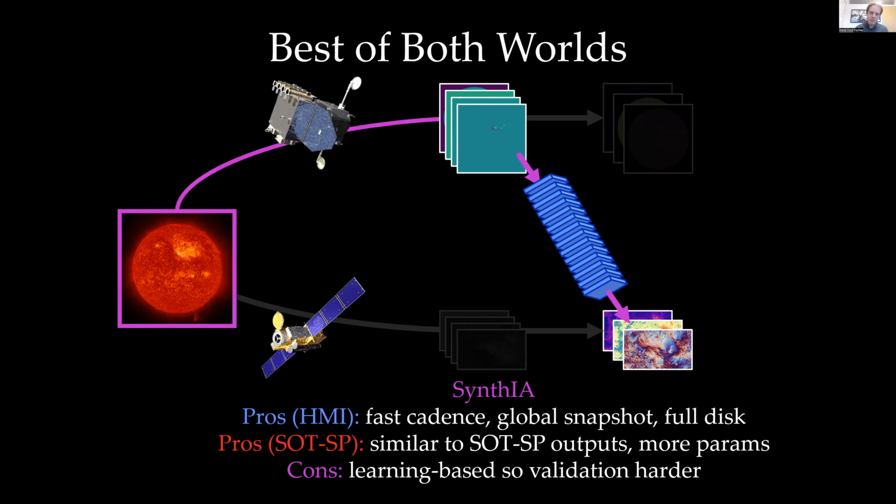It inherits the pros of the HMI input, which is a really fast cadence, getting a global snapshot and being full disk. And it should also inherit many of the properties of the SP instrument: the accuracy is generally considered to be higher, it produces more parameters, and it's generally considered a higher quality inversion. The con, of course, in all of this is that it's all learning based. So validation is quite a bit more challenging because we can't get ground truth full disk data for the SP instrument, since there isn't an instrument that can observe the full disk with 112 wavelengths at the resolution that HMI has. So validation is quite tricky.